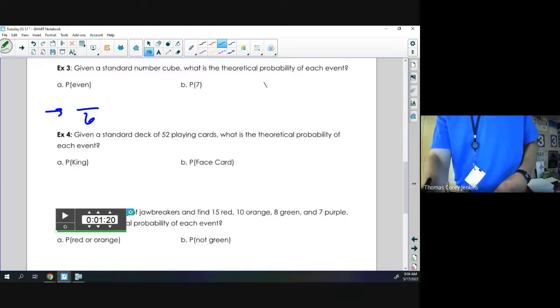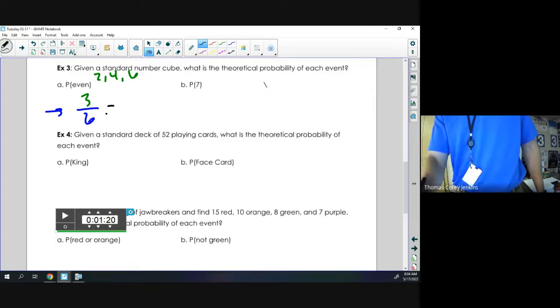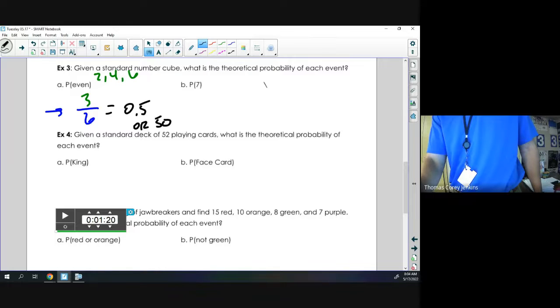3, yeah. So 2, 4, 6. If you want to write that, that's 2, 4, 6. Those are the 3. And so that would be a 50% chance, right? 0.5 or 50%.